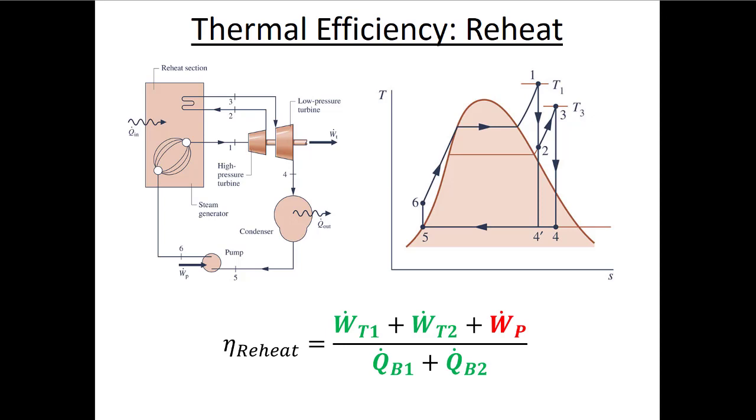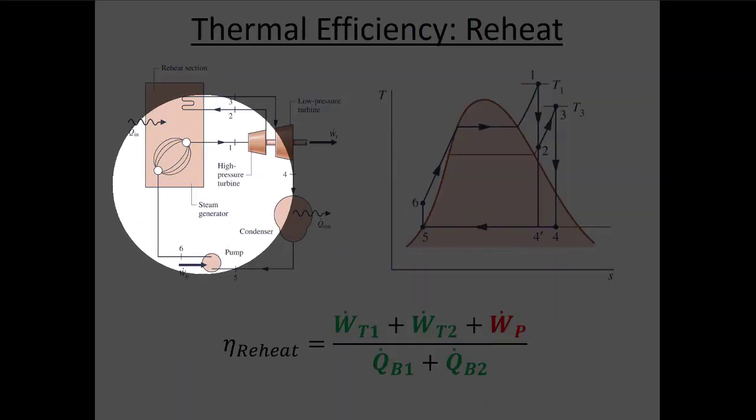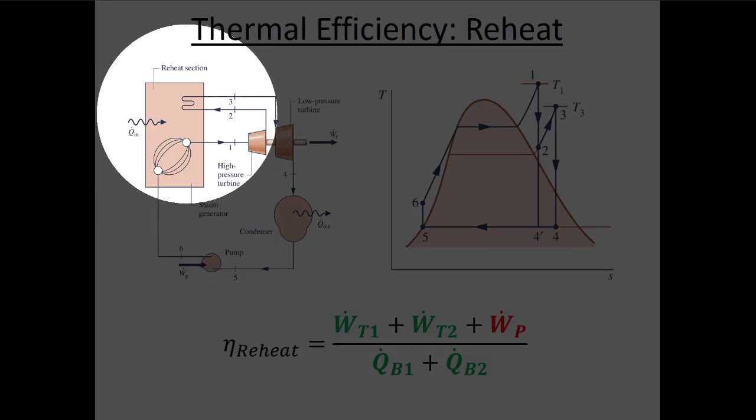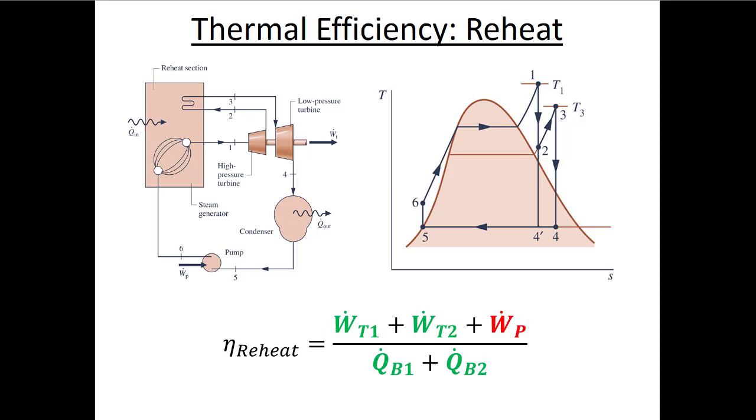Then I'm going to think, okay, where am I adding heat? And I'm adding heat in 2 places. So the first is as I move from state 6 to state 1. I'm going to call that Q dot in the boiler 1, so Q dot sub B1. And the second time is when I do the reheat. So that's Q dot B2. So now I've got an expression for the thermal efficiency.